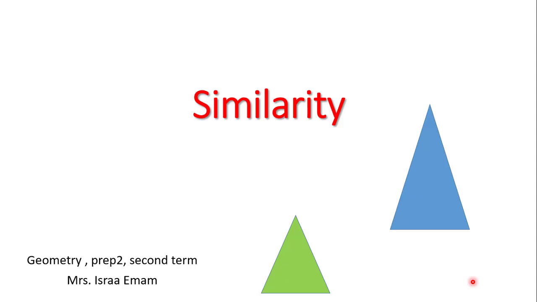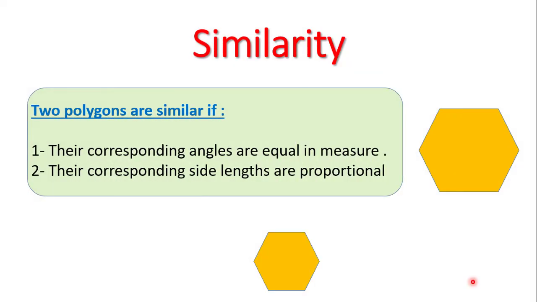Let's continue our geometry lessons. Our lesson today is about similarity. We studied congruency before in Prep 1. Do you remember congruency? We said that two polygons are congruent if the corresponding angles are equal in measure and their corresponding sides are equal in length.